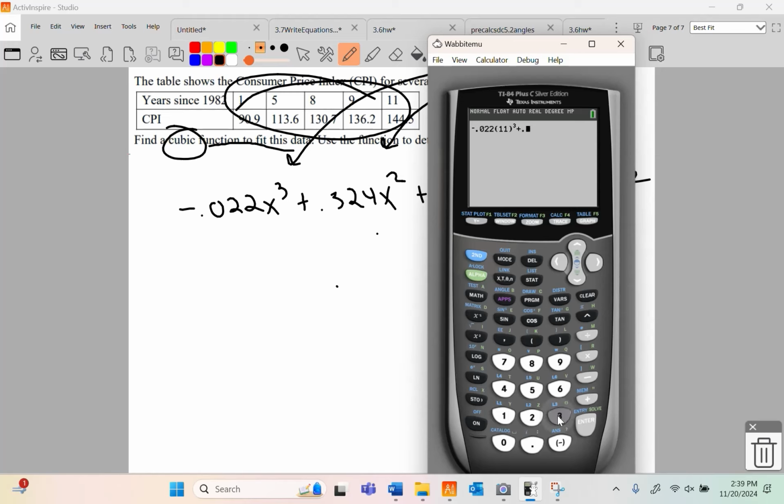The reason it's a horrible model is because you know what X cubed does. It falls fast and rises fast, doesn't it? You can't predict the future with a cubic model. It was supposed to be negative 12, wasn't it? Yeah.